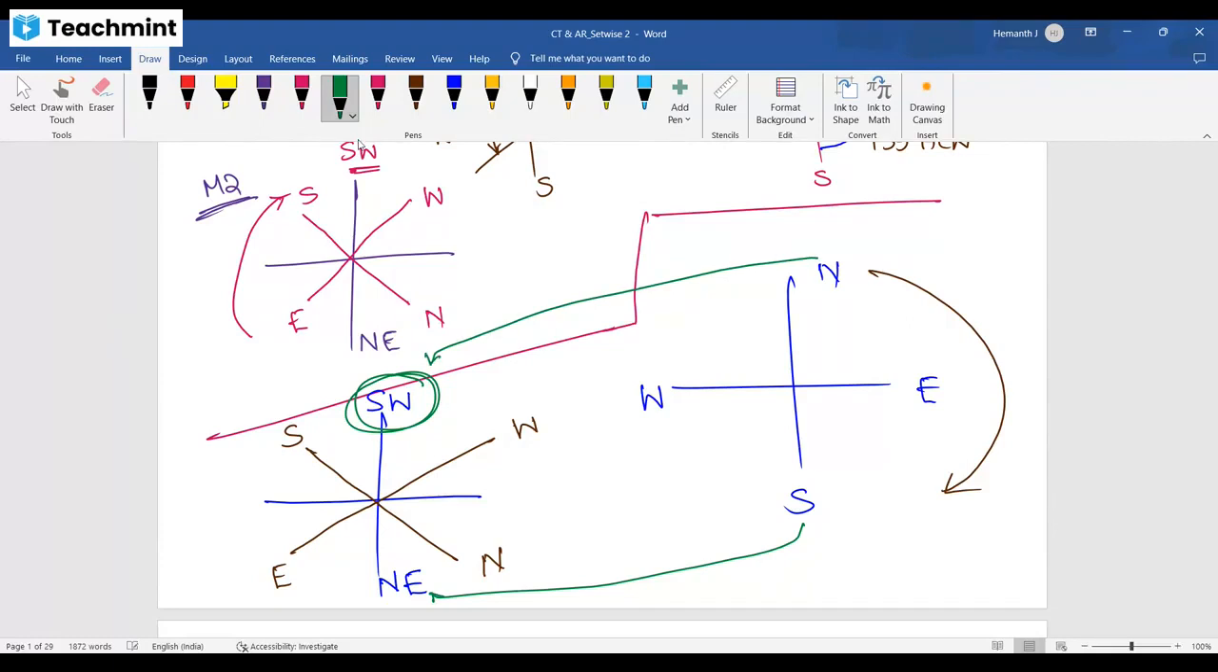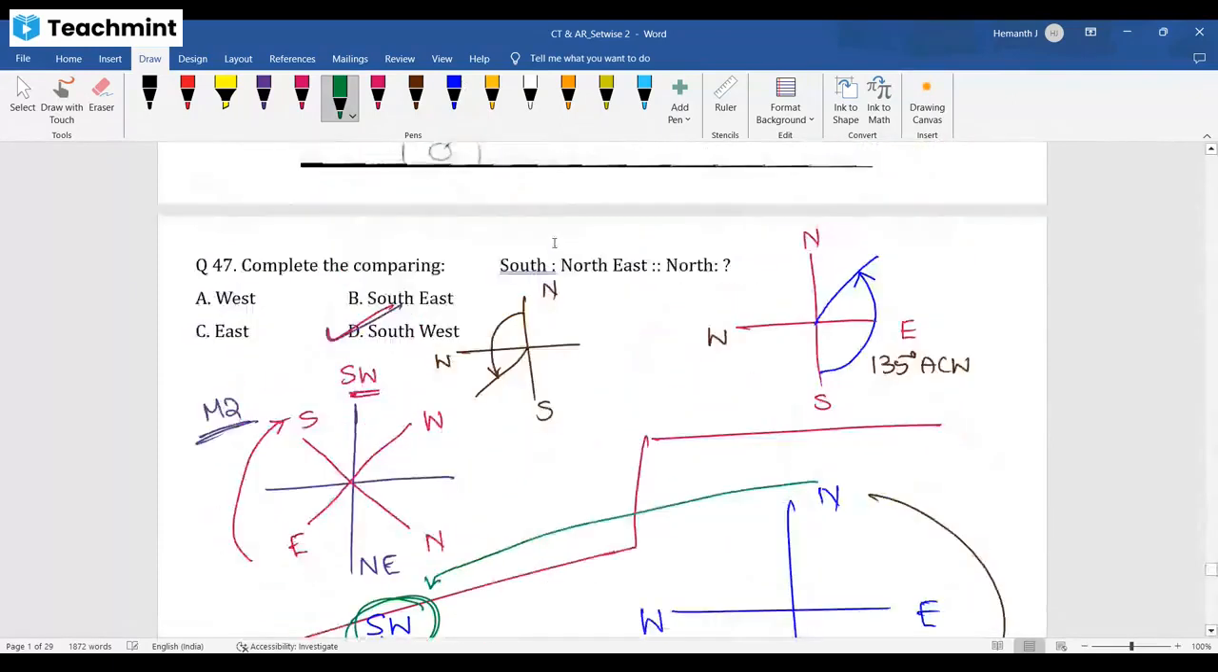Very simple logic. South and north are opposite, right? Listen, south and north are opposite. North's opposite is south, east's opposite is west. Simple. Is it okay? I think this sounds good for you. South and north are opposite, so north opposite south, east opposite west. East, west. Sorry, south west is the answer. East's opposite is west.